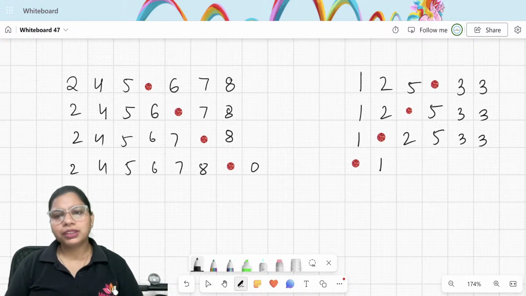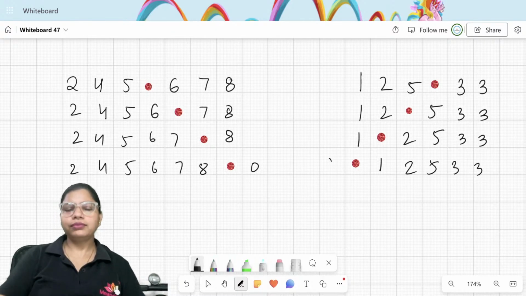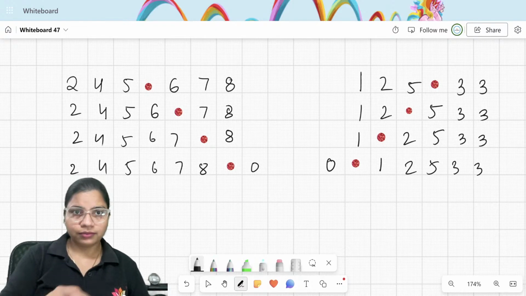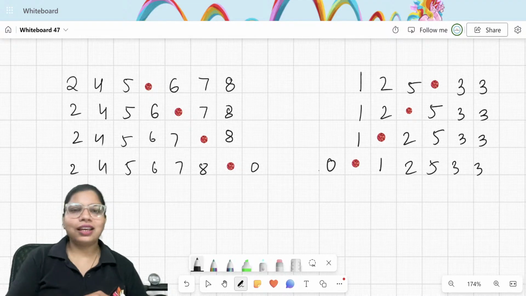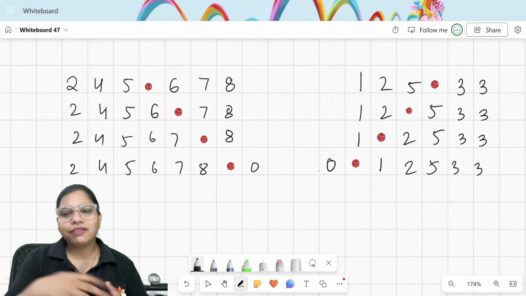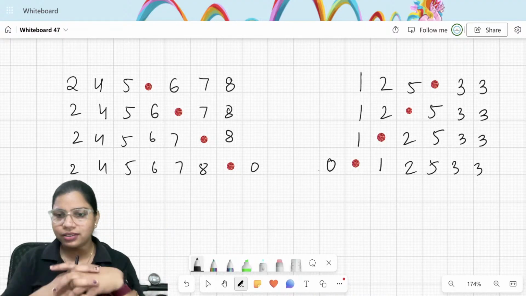यहाँ पर मैं क्या लिखूँ भाई? Should I write 1 here? 1, 2, 5, 3, 3. Is it correct? Or 0 इधर? I mean, don't just think like what the teachers are teaching you, what the books are telling you. Just try giving yourself the exploration.